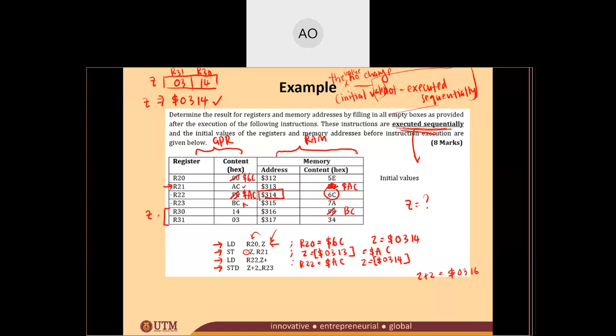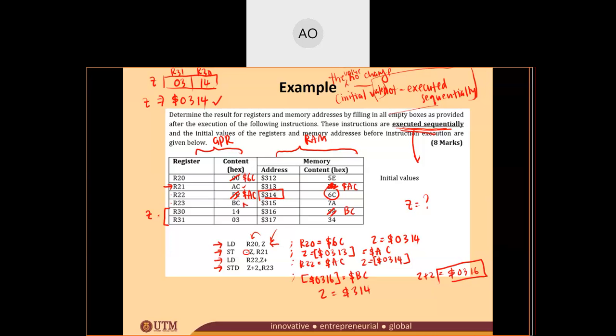Okay, so this value here must be in hexadecimal. All these values are in hexadecimal. And then what happened to your Z? Is your Z now pointing to 316 or still pointed to, so I write like this, at address 0316 have value BC. And what happened to your Z? Is your Z pointed to new address 316 or remain at 314? Okay, so your Z remains at 314.